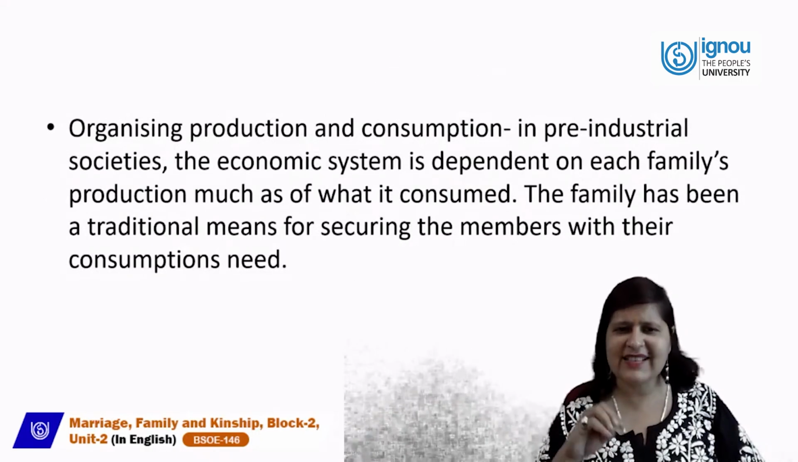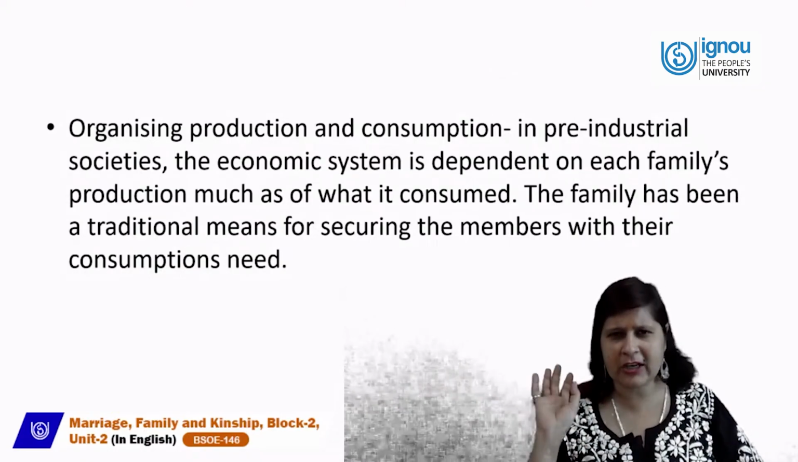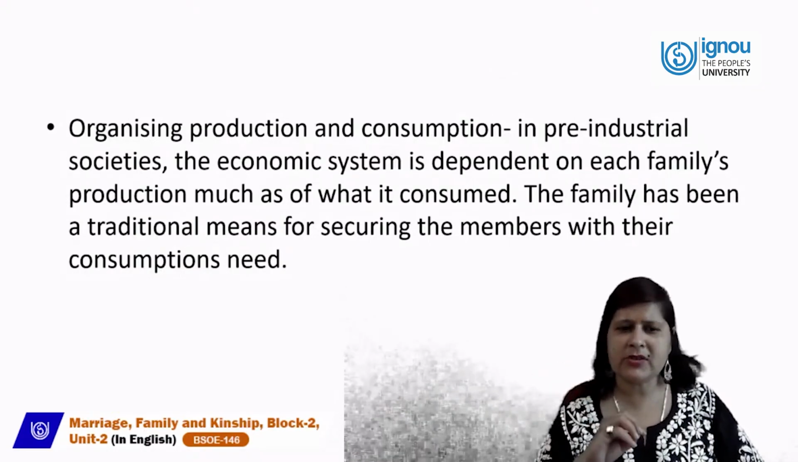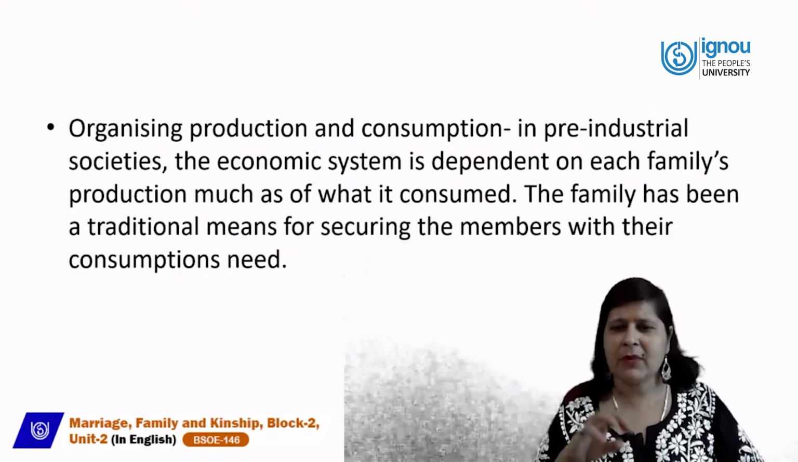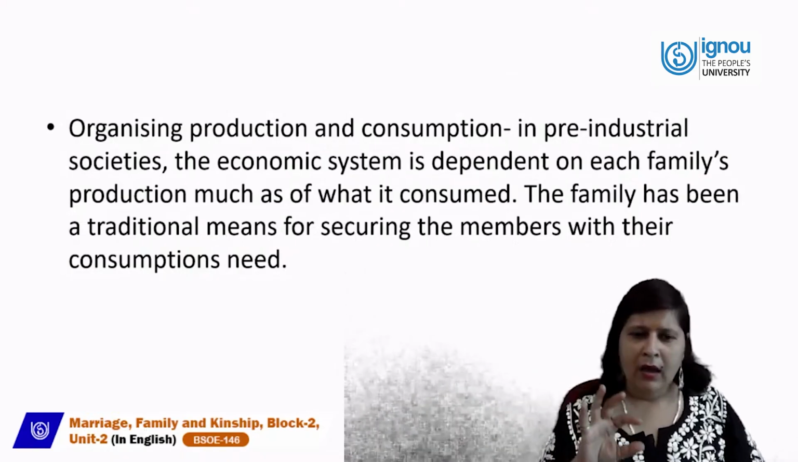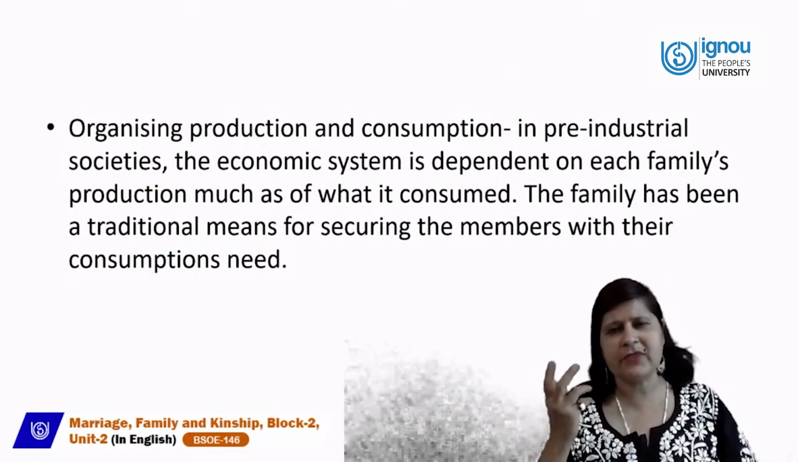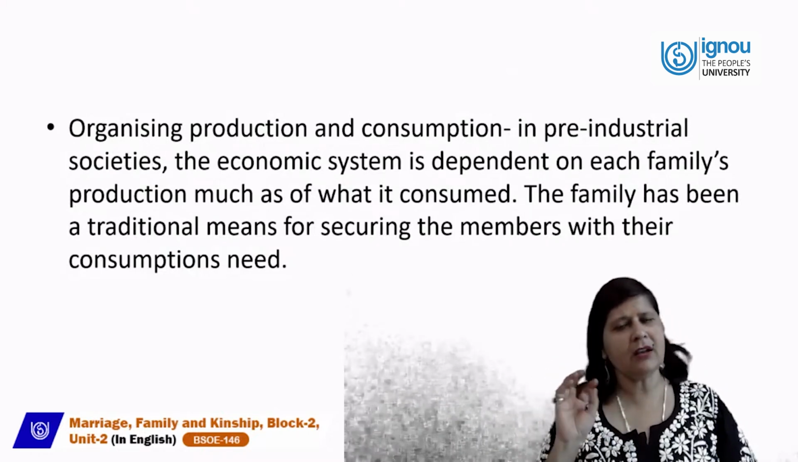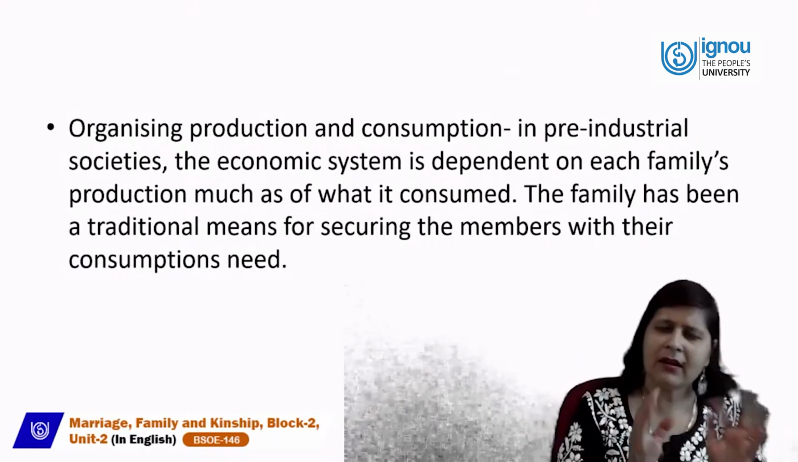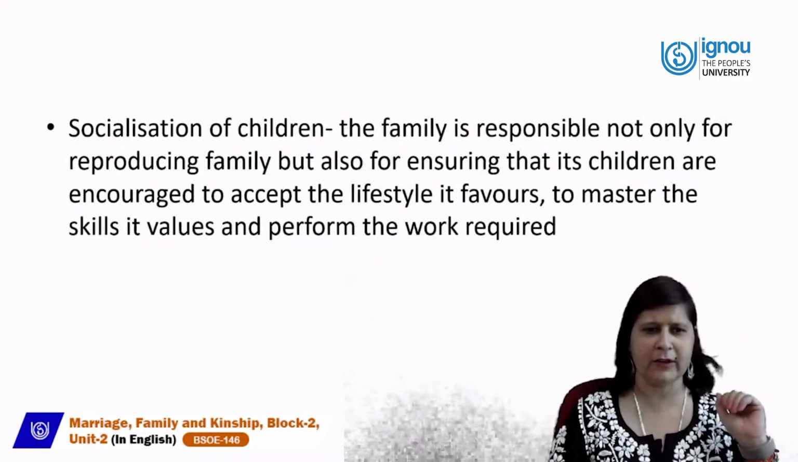Then organizing production and consumption. In pre-industrial society, the economic system is dependent on each family's production. As for what is consumed, the family has been a traditional means of securing the members their consumption needs. So they are, in short, economically dependent on each other.